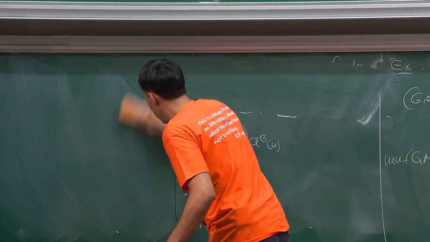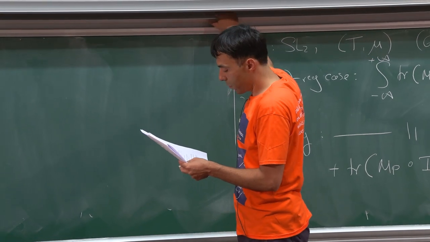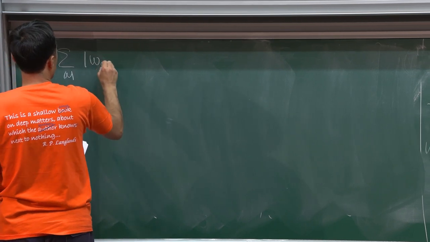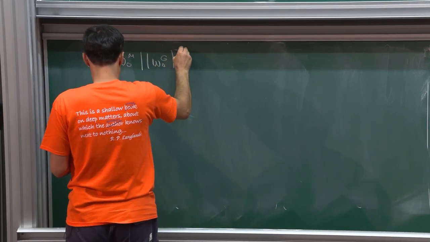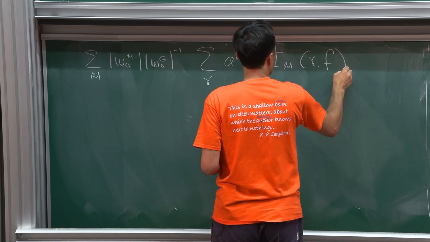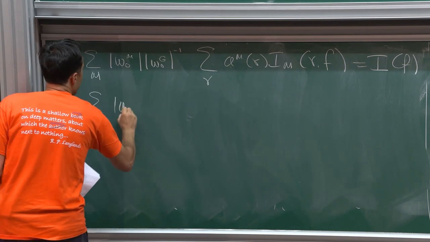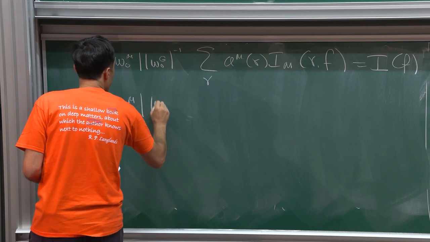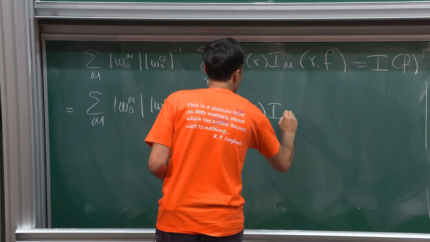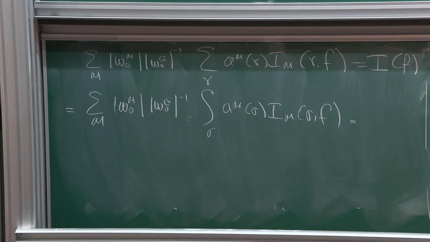All right, so this, as you can guess, is a fairly formal process now. Once you've constructed these I's and established their properties, you have a geometric and spectral expansion of this now invariant distribution, which we're going to call the invariant trace formula. All right. This is all quite formal.